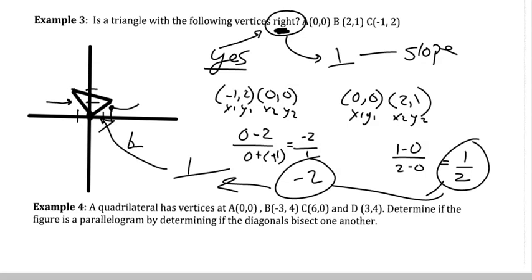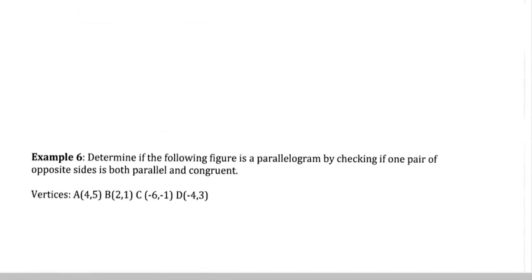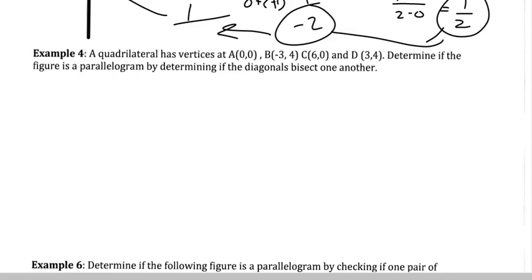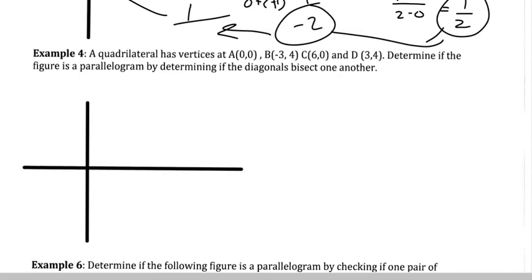Okay, now let's go ahead and do this one. Okay, we're running low on time here. So we're going to figure out if this thing is a parallelogram. We're going to do that by showing that the diagonals bisect one another. This is something we haven't done yet.